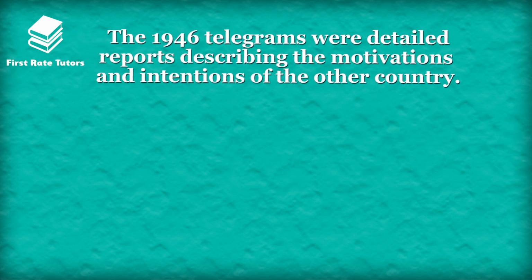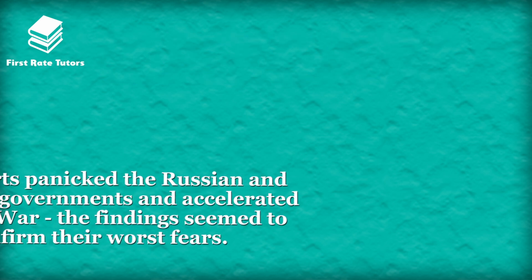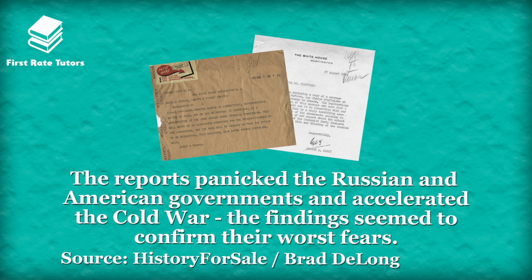So in 1946, tensions between the superpowers were extremely high. Each country thus issued secret telegrams about the other. The 1946 telegrams were detailed reports describing the motivations and intentions of the other country. Neither country seemed to know for certain what the other was thinking. The reports panicked both the Russian and the American governments, and of course this accelerated the Cold War.